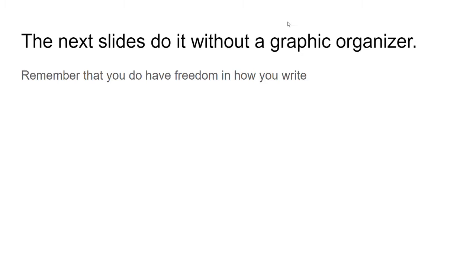And so the next slides deal with the graphic organizer. Because remember, you do have freedom in how you write. So if you need this graphic organizer, it's there as a support system. And I strongly recommend it for something as complicated as this prompt. However, if you feel that you are strong enough to write it without a graphic organizer, feel free to. You'll be graded according to the rubric, not necessarily your adherence to the graphic organizer directly.